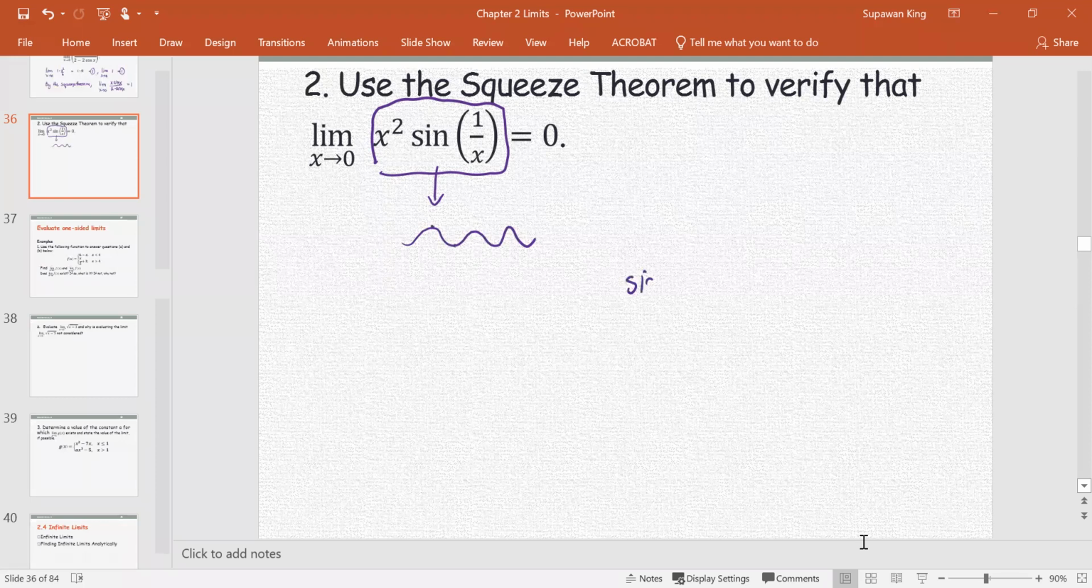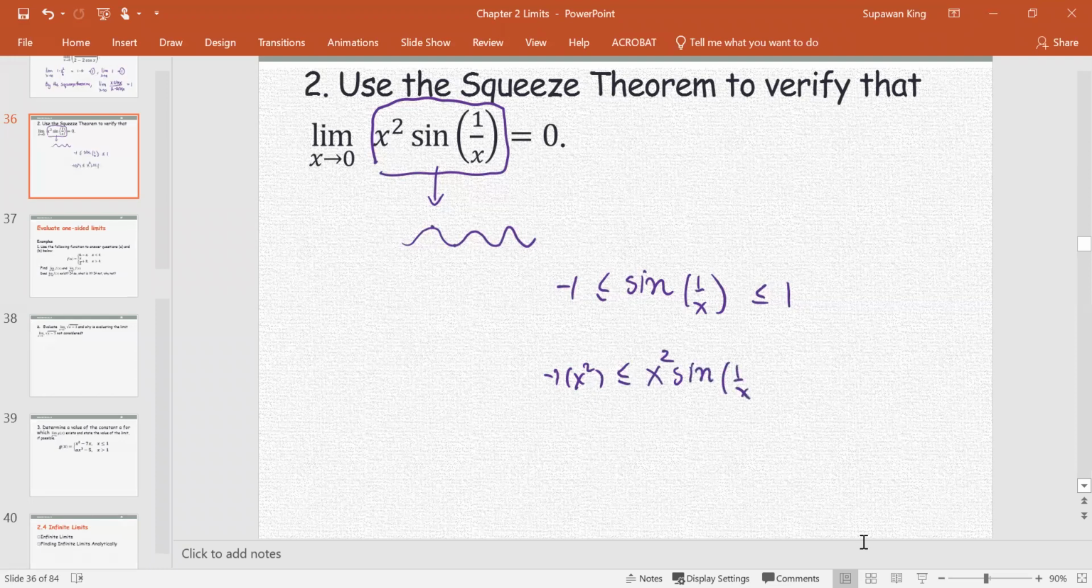So we can form the inequality by making sine of 1 over x between -1 and +1, and then multiply all three portions by x squared. -1 times x squared is less than or equal to x squared times sine of 1 over x, which is less than or equal to 1 times x squared. Therefore, the left function is negative x squared, the middle function is x squared sine of 1 over x, and the right function is x squared.